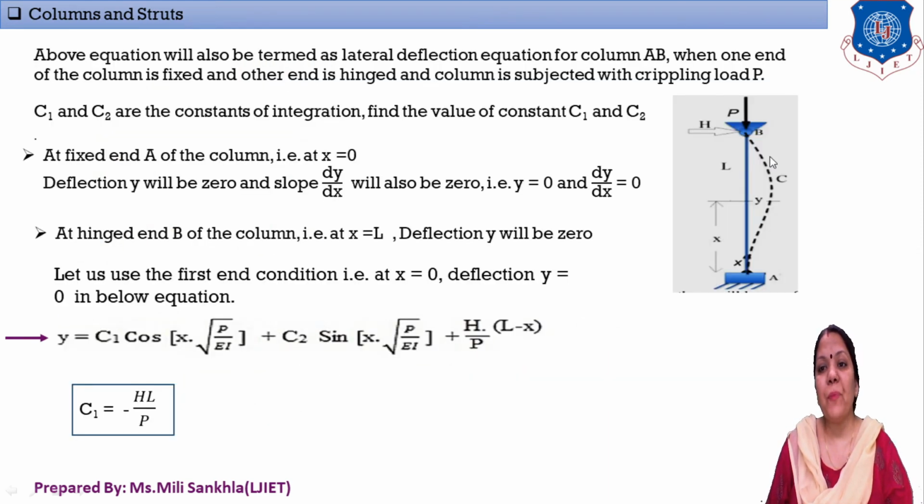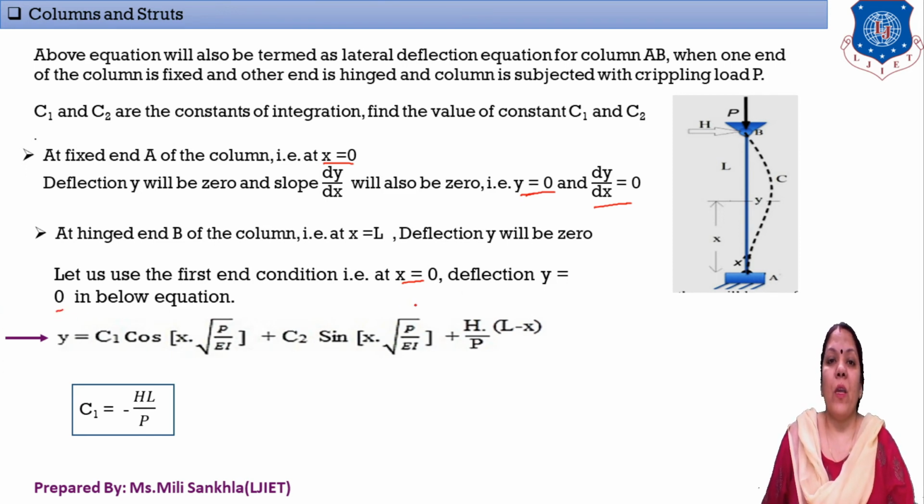Now we apply boundary conditions to find the values of our constants C1 and C2. Boundary condition at A point: we know that x is equal to 0 because it is the starting point of the column. At the fixed point, our slope dy by dx is 0 and our y is 0. y is the deflection and dy by dx is the slope. That means at A point, three values are 0: x is 0, y is 0, and dy by dx is 0. And at B point, our distance x is 0 and deflection y is also 0.